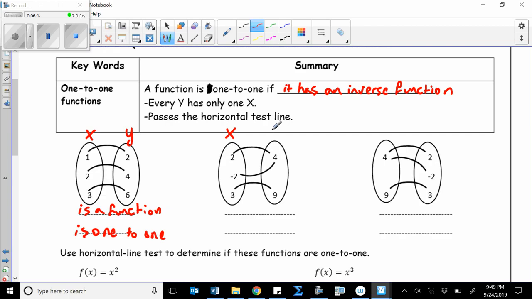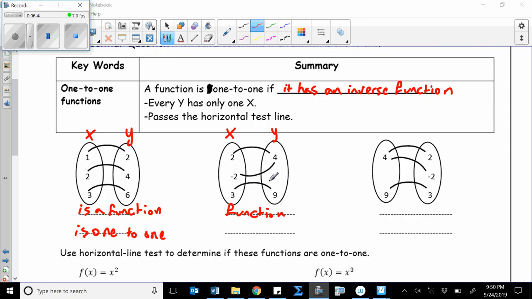Again, we are mapping x, set of x to set of y. This relation is a function because for each x we have only one y. Like 2 has only one y, which is 4. This negative 2 also has only one y, and that's 4. So this means we have a function here, but is this function one-to-one?